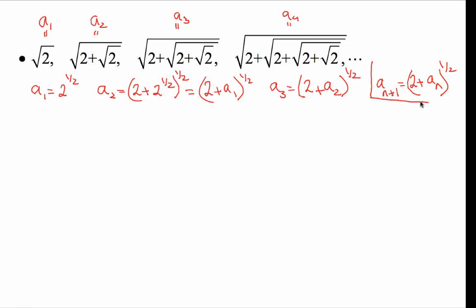Now, this here is an example of a recursively defined sequence. In other words, what happens here is that the previous value, AN, defines the next value, A(n+1). So you can check that every term of this sequence can be got by this formula.